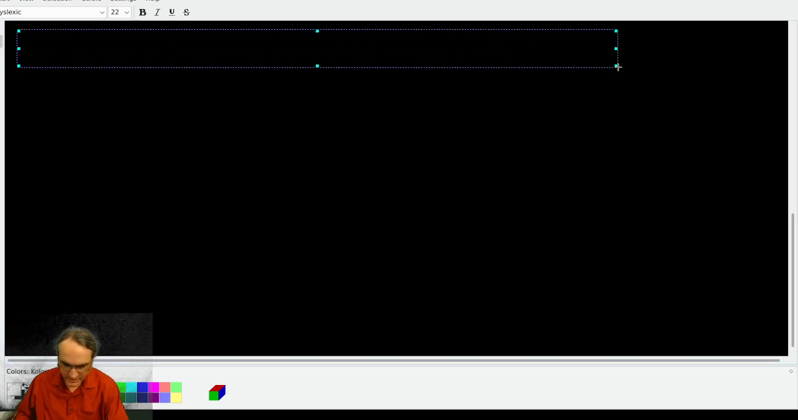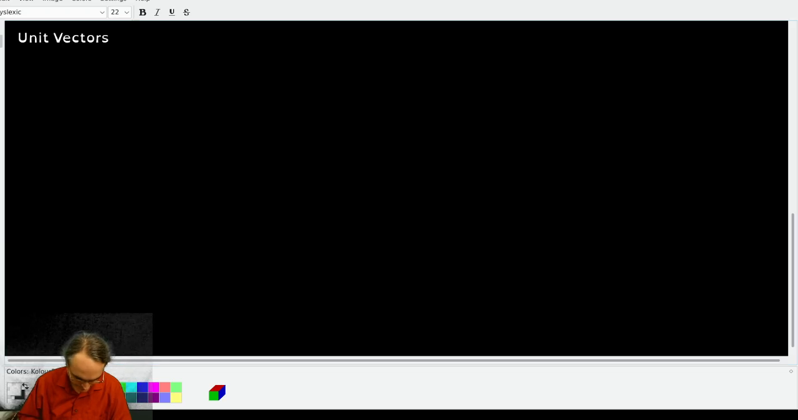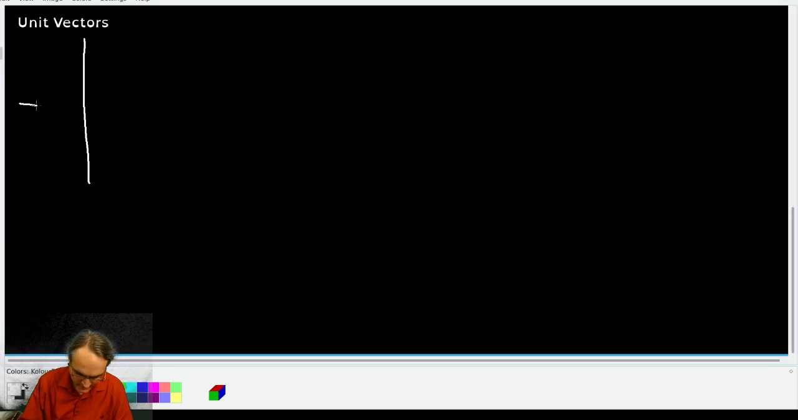Alright, brief discussion about unit vectors. So, when we have a Cartesian coordinate system, we will traditionally split things up into vectors that are along the x direction and vectors that are along the y direction. And we can write down something called a unit vector. A unit vector is a vector that has a length of exactly 1.